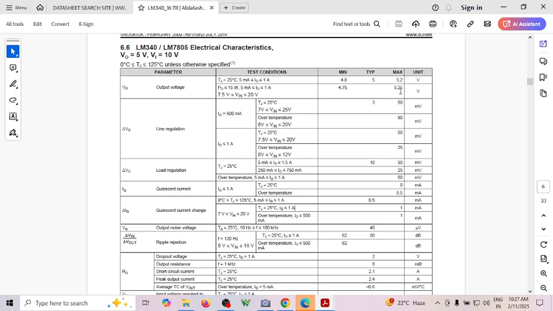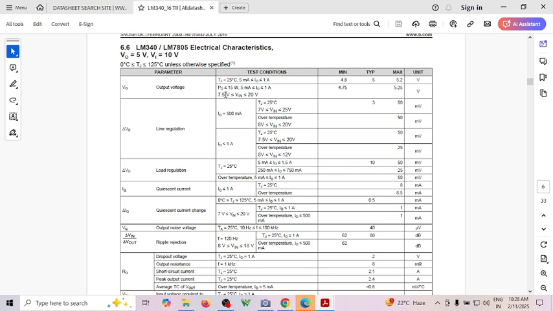Sometimes it may go up to 5.25, or it can be as low as 4.75, but typically it is 5 volts, provided the input is in this range and the current is between 5 milliampere to 1 ampere. So you should not be putting too much load on the regulator. Under such conditions, you are supposed to get a constant 5 volt. So the input voltage should be more than 7.5 but less than 20 volt.